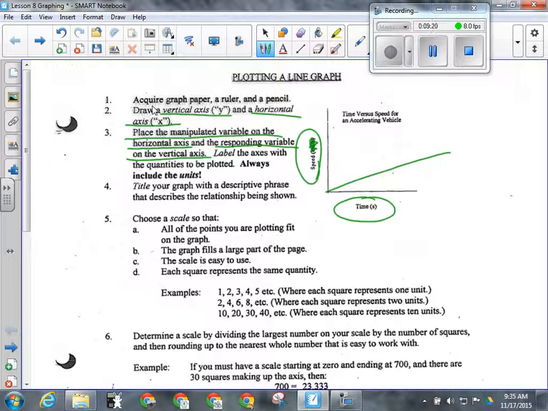All right, and then title your graph, and your graph should have a descriptive phrase. Yes, it should also say what two things are on it, time versus speed, or distance versus time, or position versus time, whatever. It should have that on there, but then give it a context. This is for an accelerating vehicle, not a caterpillar crawling on the road, because that's a big difference in what we're going to be graphing. So you always want to have a descriptive phrase that describes the relationship.